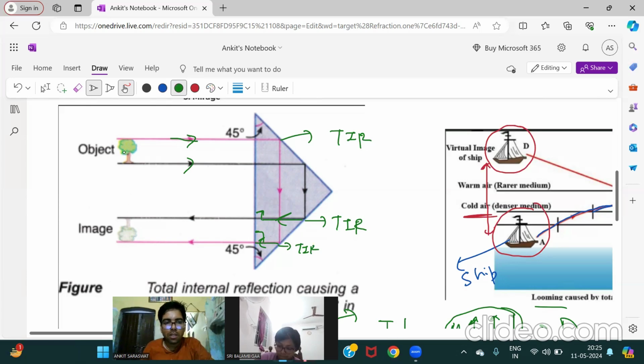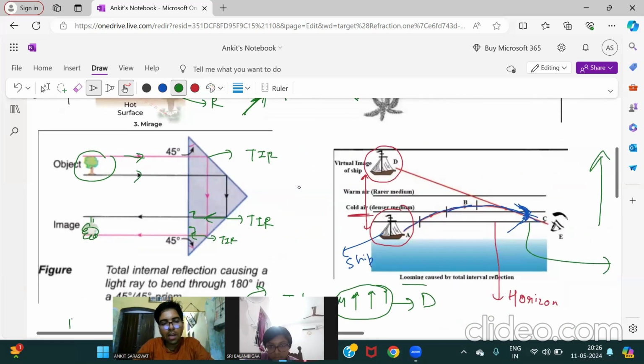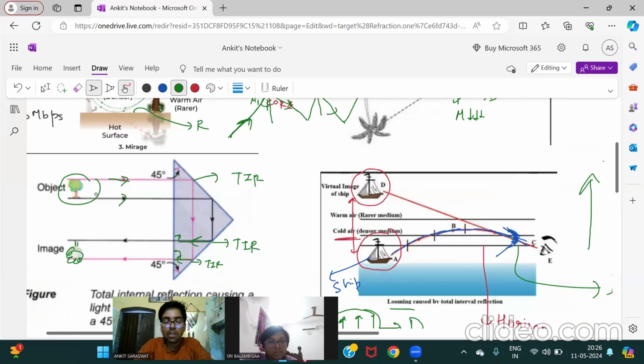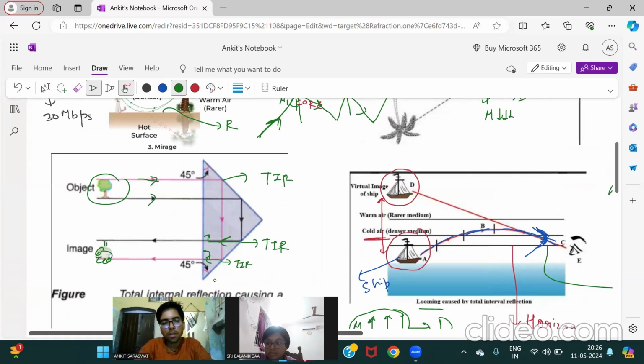Then you will see this tree. It is like this, but you will see the image will be like this. Clear? So total internal reflection causes a light ray to bend through 180 degree in a 45-degree prism. Now what is a 45-degree prism? When I start the lecture on prism, then you will understand there. Clear? Any doubt? Tell me. The application part is clear. In the next lecture, I will explain all the numericals regarding this topic.